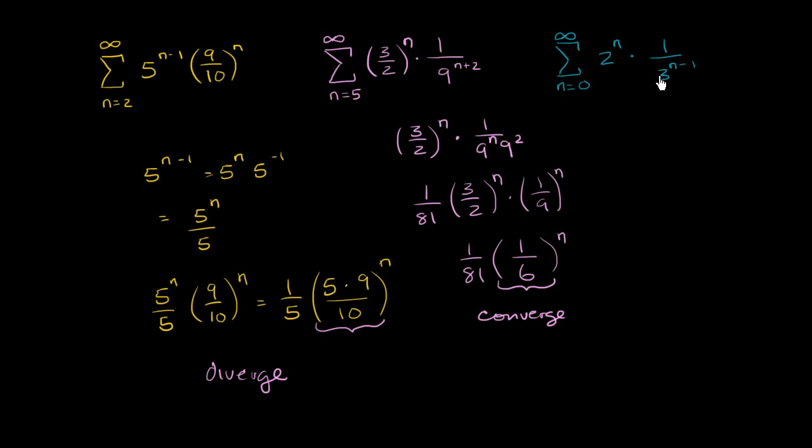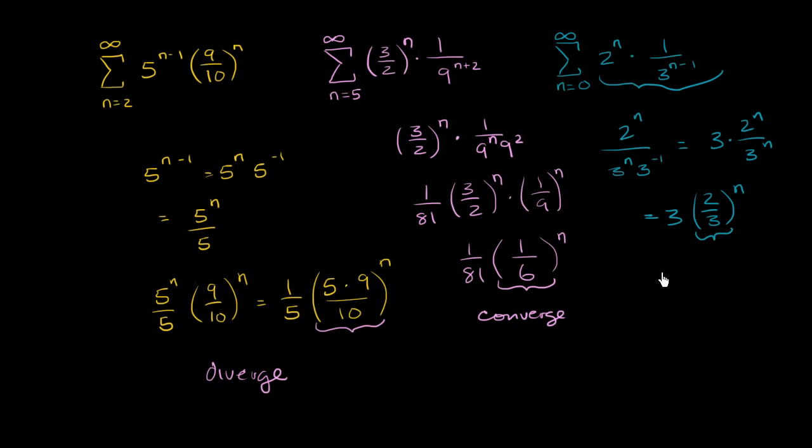Finally, let's go on to this one right over here. So let's see, 2 to the n over 3 to the n minus 1. So let me rewrite the whole thing. This is 2 to the n over 3 to the n times 3 to the negative 1, same exact thing, which is the same thing as 3 to the negative 1 in the denominator, I could write as 3 in the numerator. So it's going to be 3 times 2 to the n over 3 to the n, which is equal to 3 times 2/3 to the n.